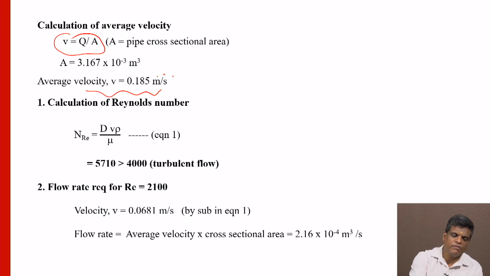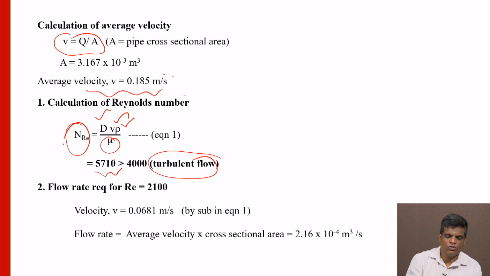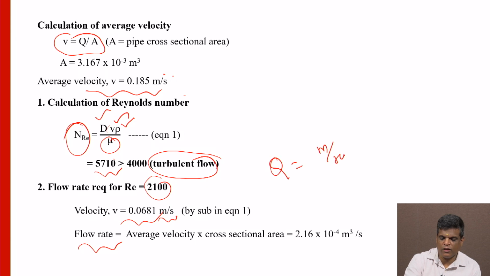So, once you know velocity, you know diameter from the previous problem, and density and viscosity also, you get the value of NRE. NRE is 5710, it is crossing this, it falls in the turbulent region. But in the same problem they ask, if the Reynolds number is 2100, what is the flow rate? So here with 2100, you first get the value of velocity, the rest is everything the same. Once velocity is done, for the flow rate Q, velocity in meter per second multiplied by area gives the volumetric flow rate, meter cube per second.